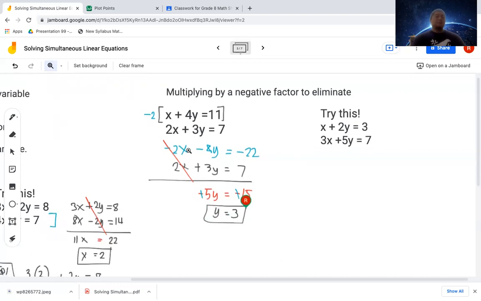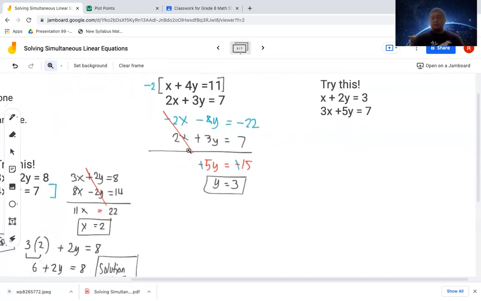Okay, so again, for us to get the value of x, the same procedure is what you're going to apply. I'm going to choose equation number 1 so that it will be easier. So x plus 4 times the value of y, which is 3, is equivalent to 11. So x plus 12 is equivalent to 11. So that means that x is equivalent to negative 1.